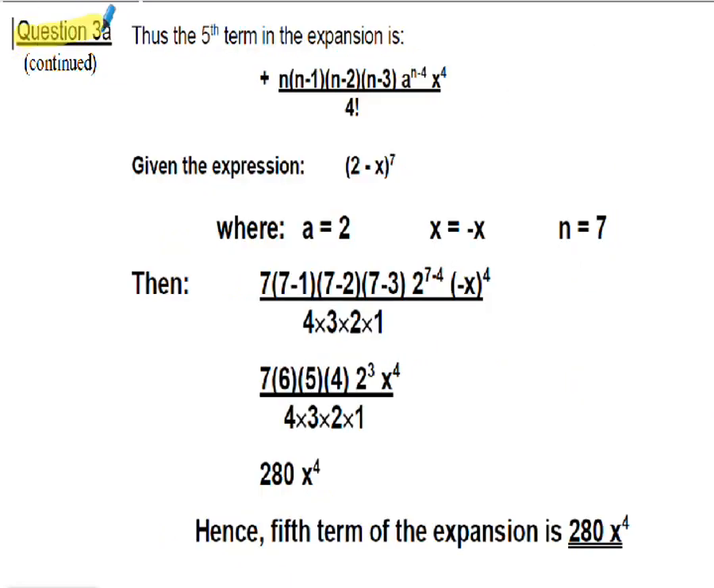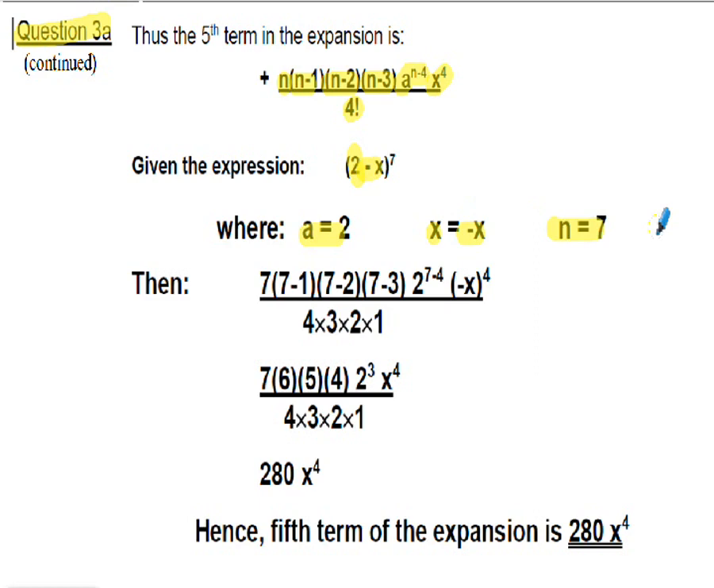Question 3a continued. I'm just looking at my fifth term here. I've repeated it for convenience: n multiplied by n minus 1, multiplied by n minus 2, multiplied by n minus 3, multiplied by a to the n minus 4, x to the 4, over factorial 4. In this case, don't forget our a will be 2, our x will be minus x. Be very careful there, x is negative x, and n is equal to 7.